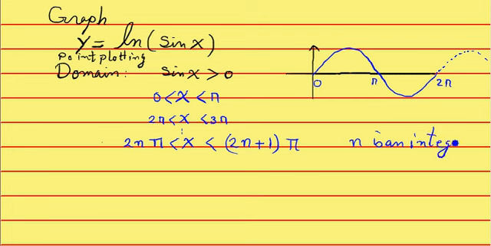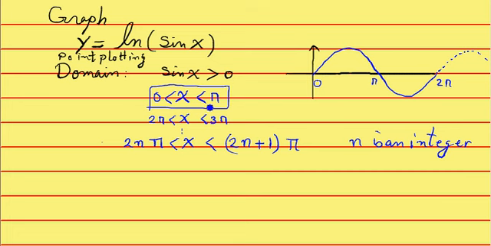Now, to keep the problem simple for ourselves, we already noticed that our graph is going to be periodic because sine is periodic. So we might as well just focus our attention on this portion of the domain from 0 to pi, and then later on we can say the picture is going to repeat itself once again from 2 pi to 3 pi, and then from 4 pi to 5 pi, and so on.